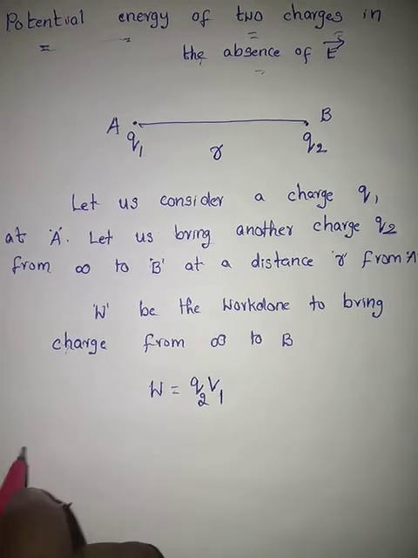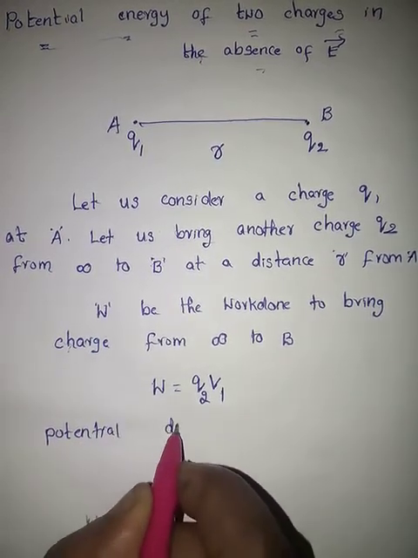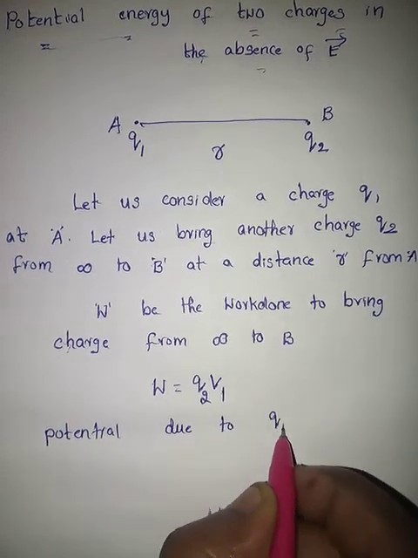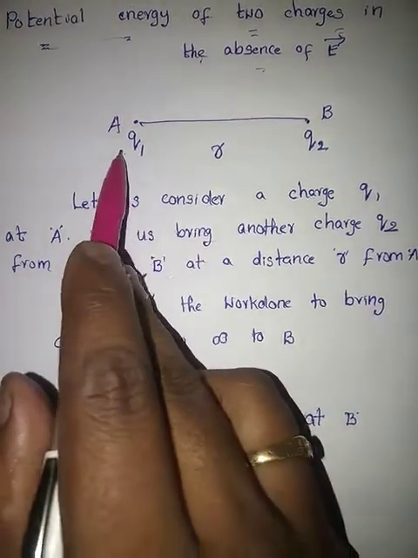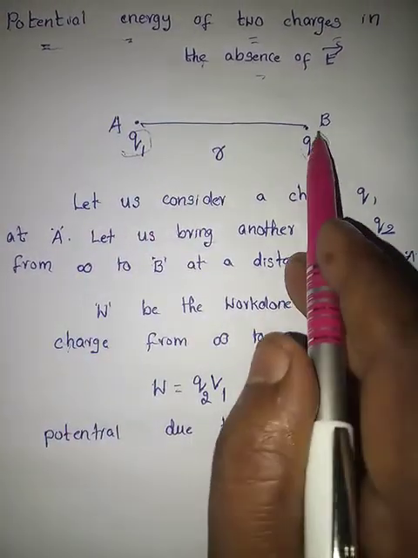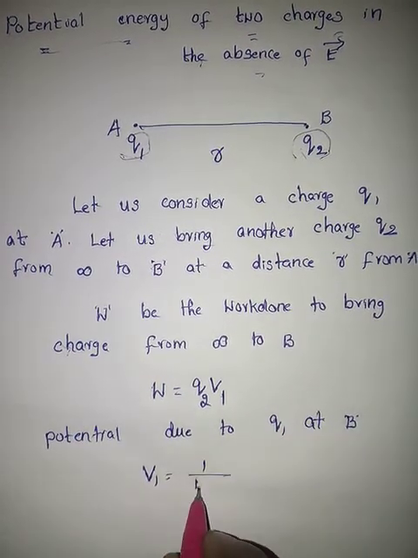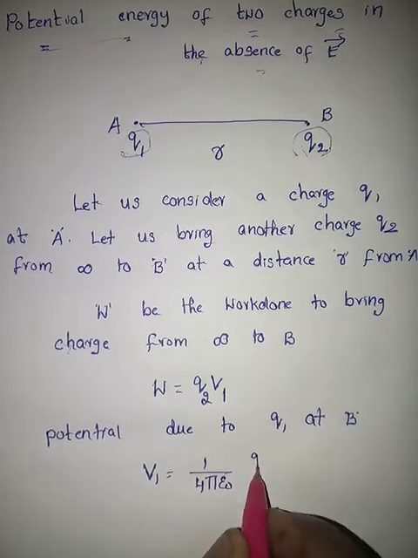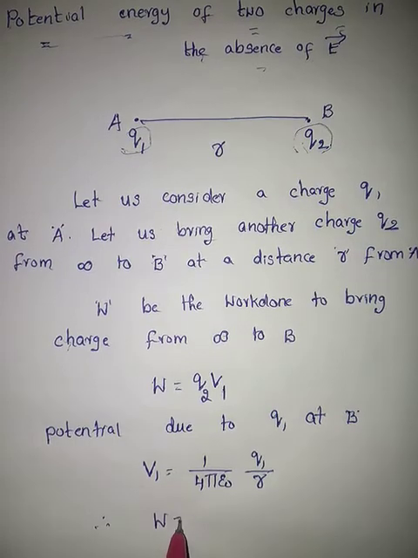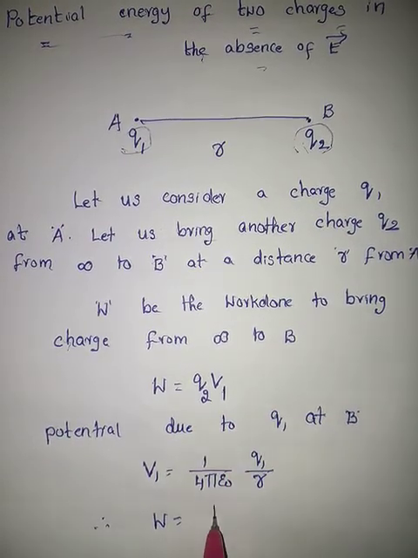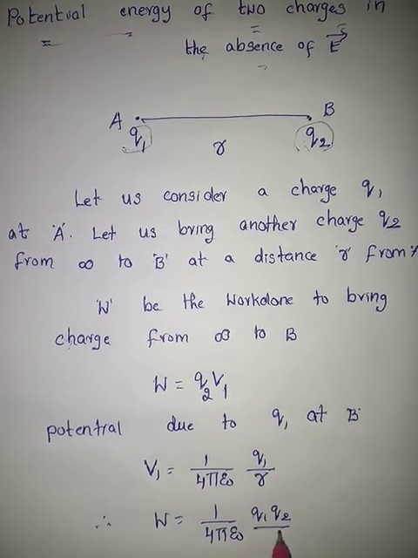Now what is V1? Potential due to Q1 at B. What is the potential due to a point charge? Because this is a point charge, at this point it has some potential. V1 equals 1 by 4 pi epsilon naught Q1 by r. Therefore, what is the work done? Q2 into V1, so 1 by 4 pi epsilon naught Q1 Q2 by r.